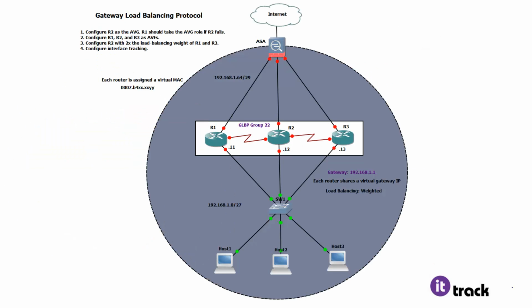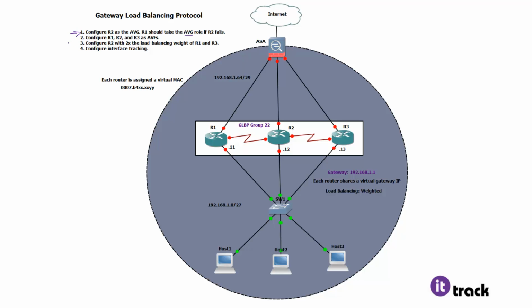I actually have 3 routers sitting next to me and a switch and an ASA and a bunch of hosts. We're going to configure R2 as the AVG. And what is an AVG? Well, it stands for Active Virtual Gateway. He is going to be the big cheese router in charge of our GLBP group. Now, if R2 should fail, we're going to have R1 set up so he will take over the AVG role.